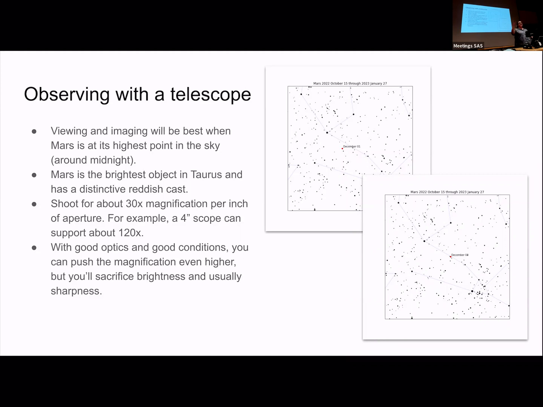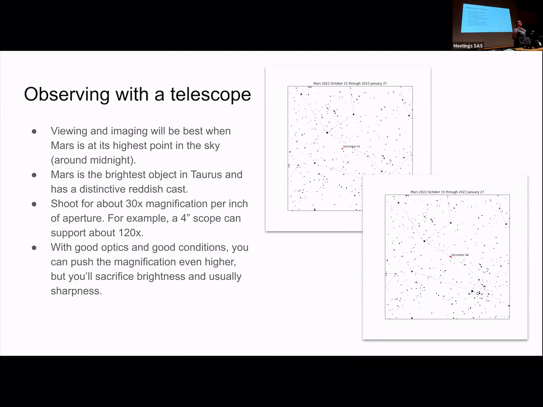When you're observing with a telescope, just note that viewing and imaging will be best when Mars is at its highest point in the sky. The night of opposition, that's going to be around midnight. That doesn't mean you shouldn't look at it before it's at its highest point, but it'll probably just get better and better the higher it goes. Mars will be the brightest object in Taurus and has a really distinctive reddish cast. There's a very red star in Taurus, but you'll be able to distinguish it because Mars is quite a bit brighter.